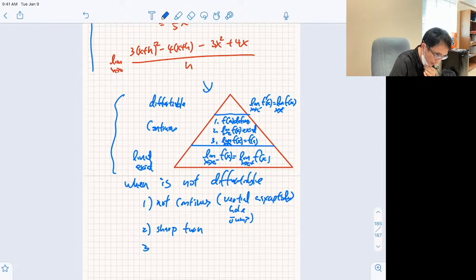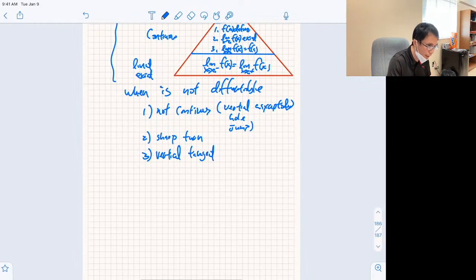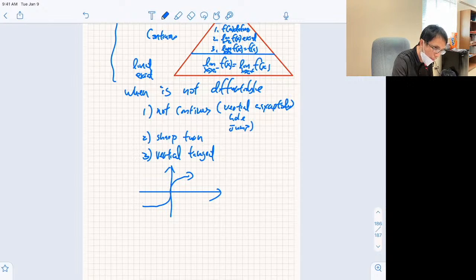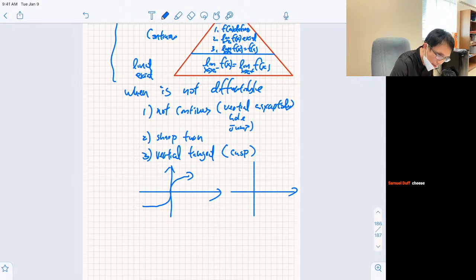Third, it's actually a very, very common one, and they always test it on the AP exam: vertical tangent. A vertical tangent occurs in x to the 1/3 power. It looks like this. If I draw a tangent right here, it's going to be vertical, and the slope is going to be undefined. Sometimes a vertical tangent can be a cusp. A cusp can look like this: x to the even over odd power. So x to the 2/3 power, even over odd, is going to create something called a cusp.